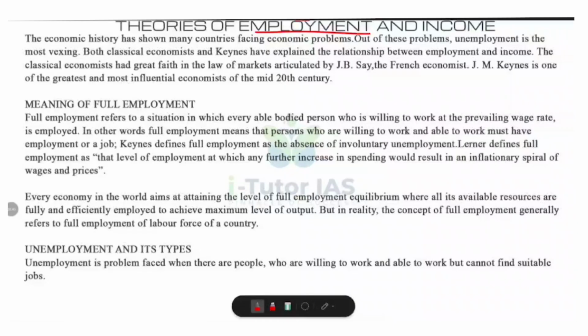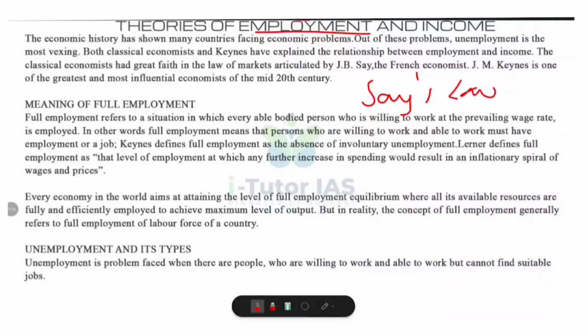The classical economists and Keynes gave two very different explanations of this relationship. Do you know what they are? The classical economists had great faith in a theory called the law of markets. It's given by the French economist J.B. Say. So this law is also known as Say's law.